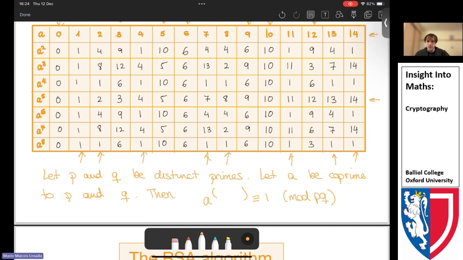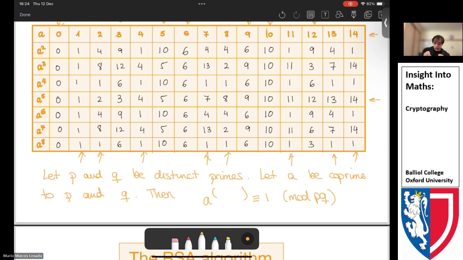Right? And if you see, this is actually what's causing this repeating pattern that you see all the time, right? Because that's what we want. We want the fact that if I keep finding powers and powers of A, eventually I sort of loop back and go back to the start. That is a useful observation here.